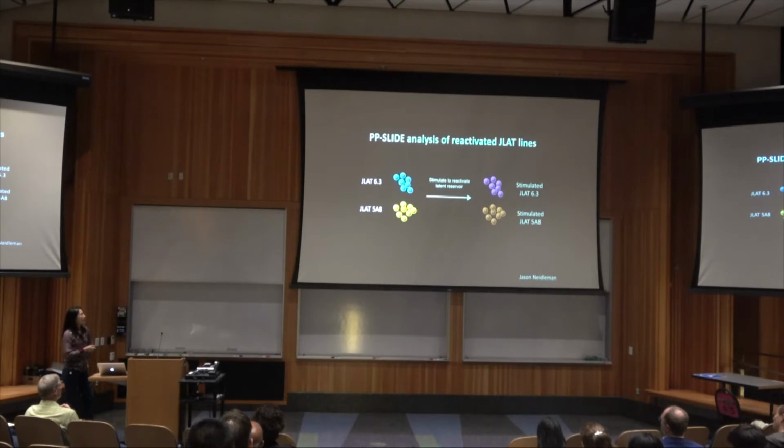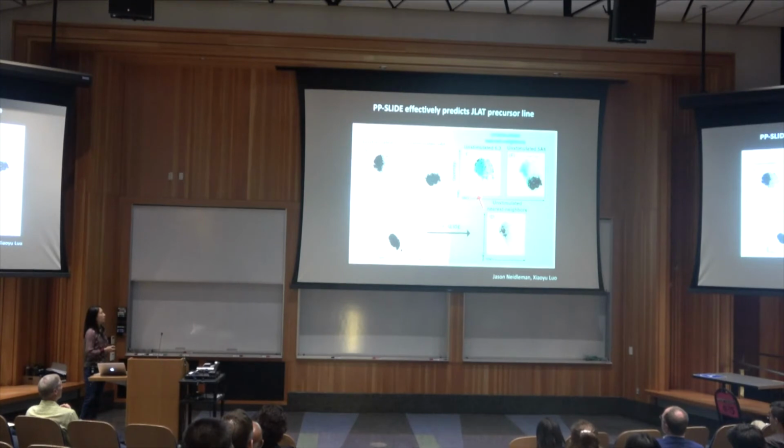And so we wanted to ask the basic question of, given two different JLAT clones, one called 6.3 and one called 5A8, if we stimulate them to reactivate latent HIV, can we, given the information in one of them, for example, the 6.3, predict that it came from these guys, which we know it did, when given a choice of these two? And so we went ahead and did this experiment, the results of which are shown here.